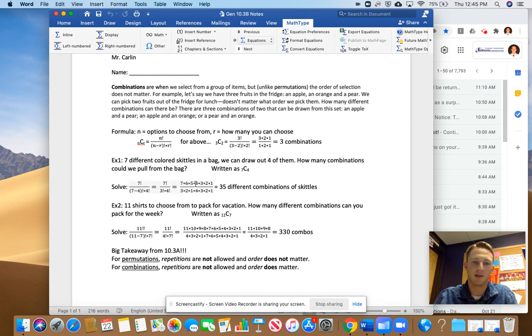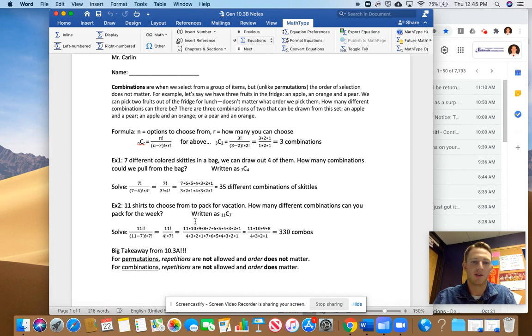Personally, I think it helps to list them all out, and we are going to cancel 4 times 3 times 2 times 1 with this 4 times 3 times 2 times 1 up here. So what's left over? 7 times 6 times 5 over 3 times 2 times 1. Plug those into a calculator, and we have 35 different combinations. We can see another example down here.